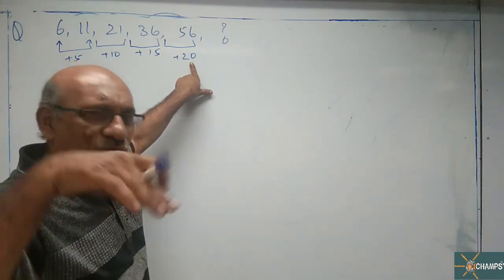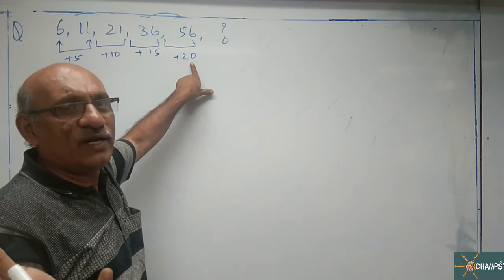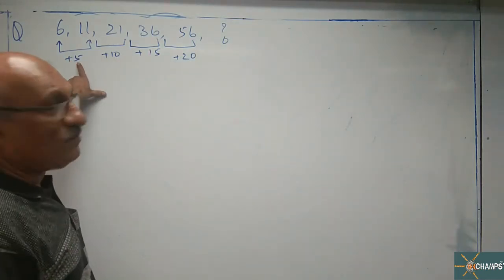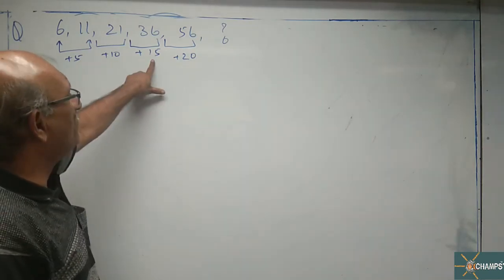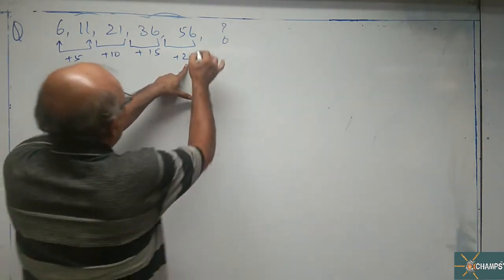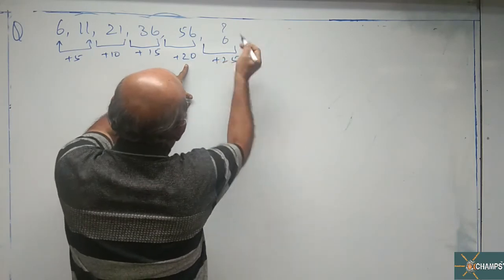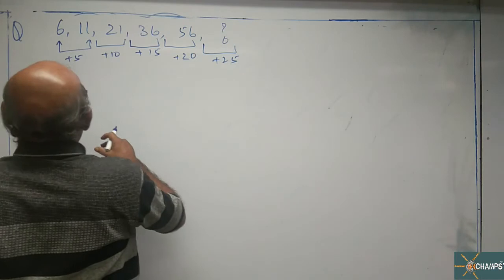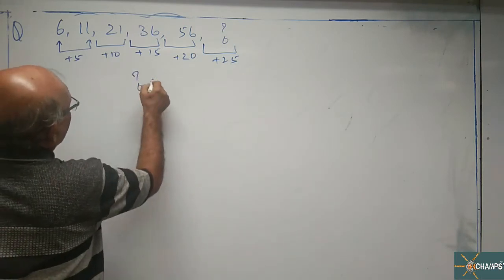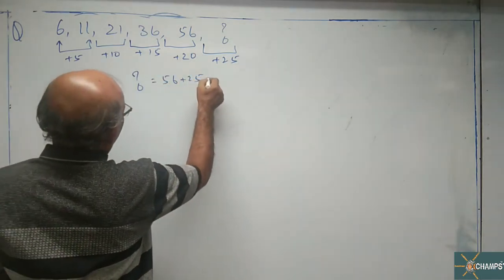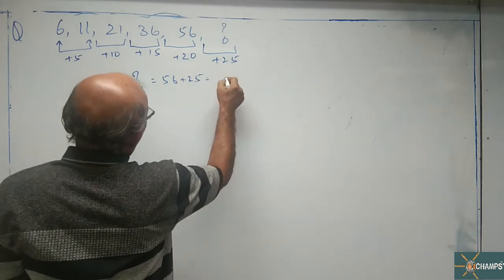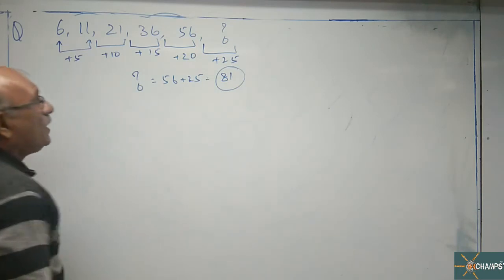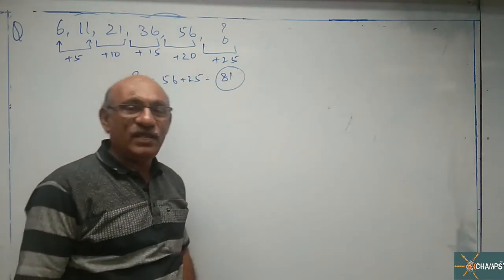Okay. Now, otherwise for a non-maths student, how does he have to think? Second term is obtained by adding 5. 5 plus 5, 10. 10 plus 5, 15. 15 plus 5, 20. So this difference should be 25. So question mark is equal to 56 plus 25, that is 81. So what is the missing figure here? 81 is the missing figure.